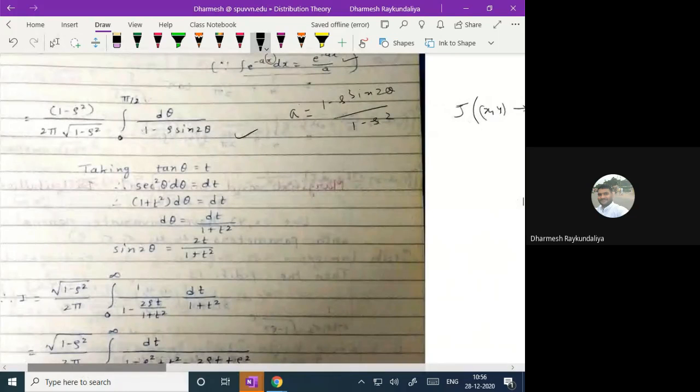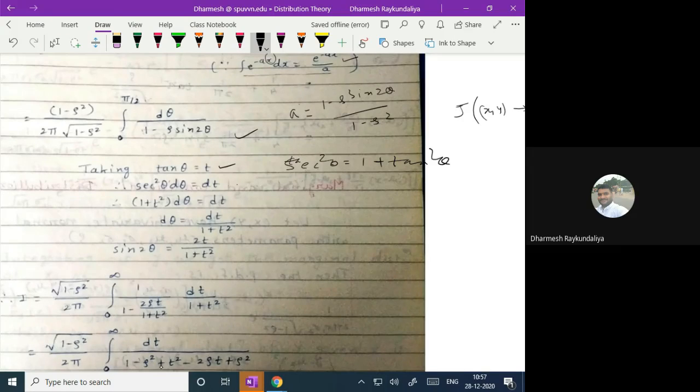Now if we assume tan theta equals t, further I wish to find the integration because I need a final result. So tan theta equals t. What is the derivative of tan theta with respect to theta? It is sec square theta d theta, that is dt. And sec square theta is nothing but 1 plus tan square theta, and tan theta equals t, so I can write it as 1 plus t square. So dt equals 1 plus t square d theta. Therefore d theta equals dt upon 1 plus t square.